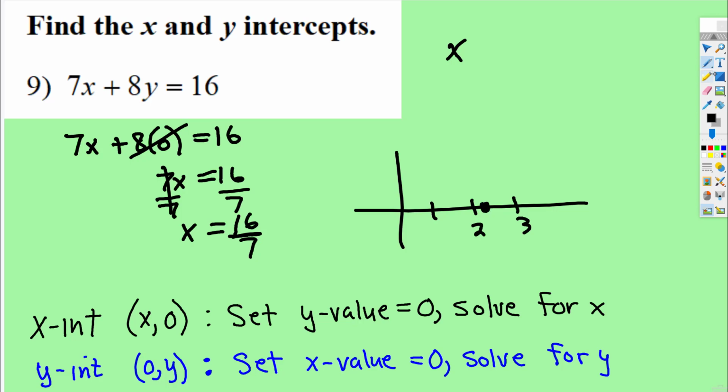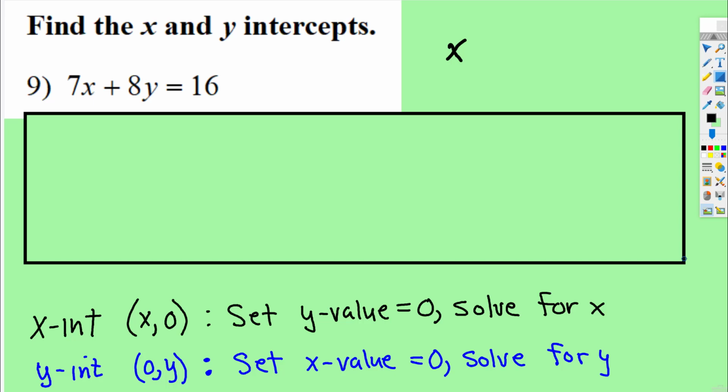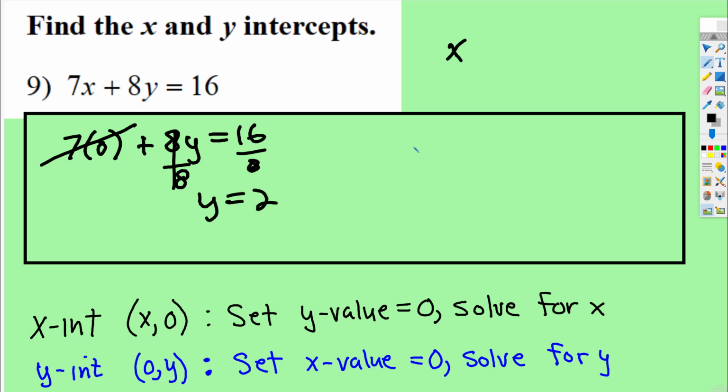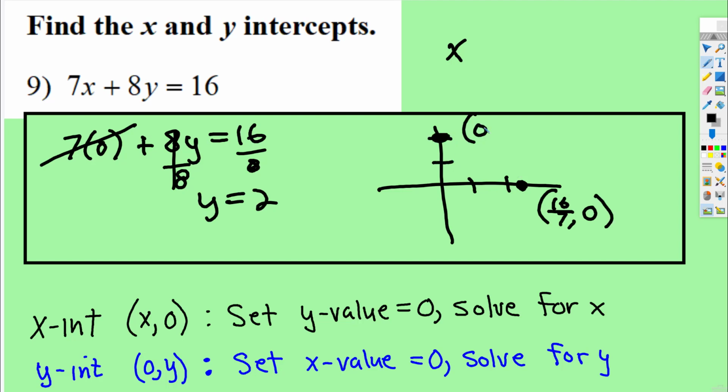If we wanted to find the y-intercept, we set the x equal to 0. 7 times 0 is 0, so that can cancel. Divide both sides by 8. Y is equal to 2. So let me put that back up there. So there was the x-intercept at (16/7, 0). And the y-intercept is (0, 2). All right, that's it for this.